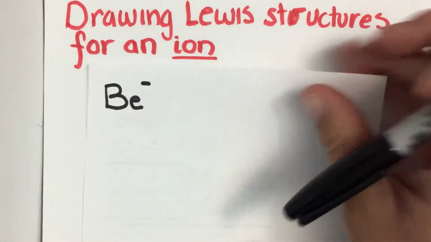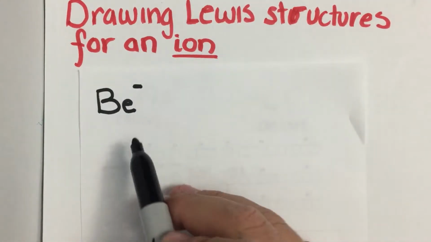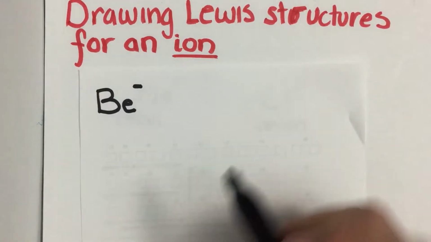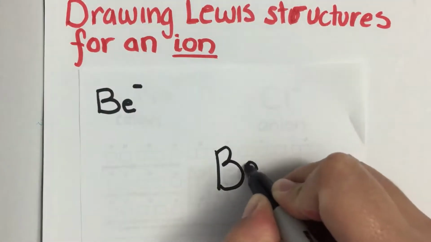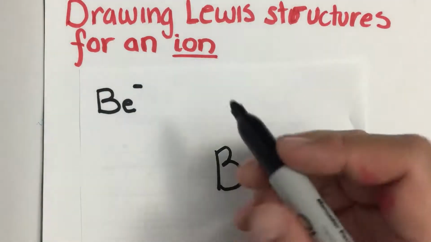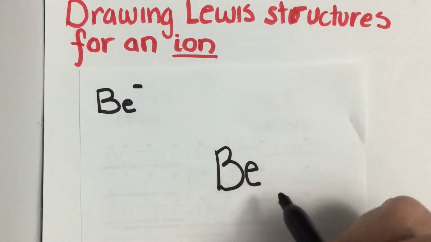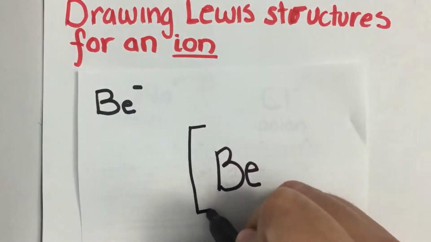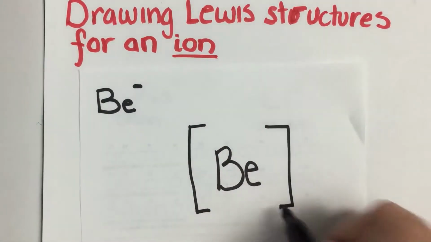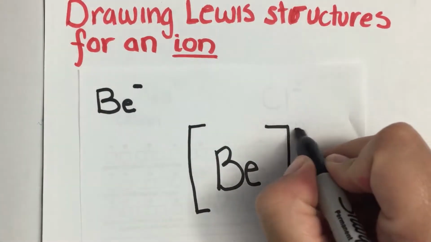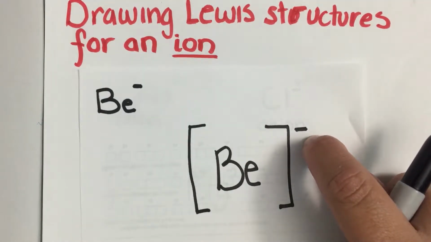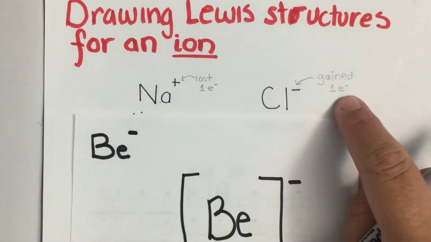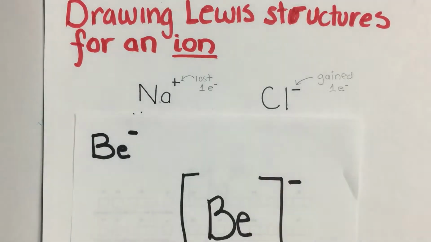Okay, so we're asked to draw the Lewis structure for beryllium. Okay, so we're going to draw our beryllium. It is very important that if we're dealing with an ion, you indicate it using braces. Write the negative sign, which tells you it has an extra electron. So remember, it gained an electron.